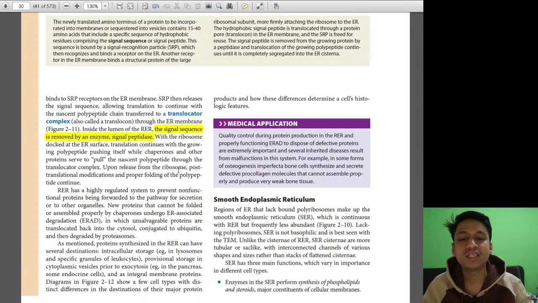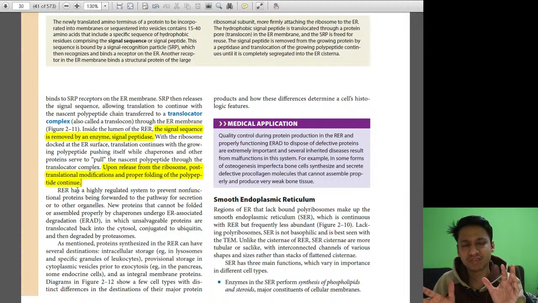Upon release from the ribosome, post-translational modifications and proper folding of the polypeptide continues. So this is what has been explained here in this paragraph. Basically, proper folding of the polypeptide is what we require, and for the proper folding we need some reconstruction and some finishing work.